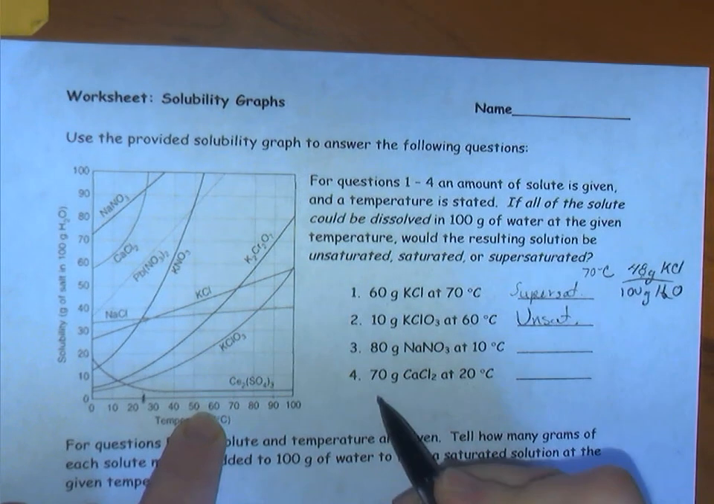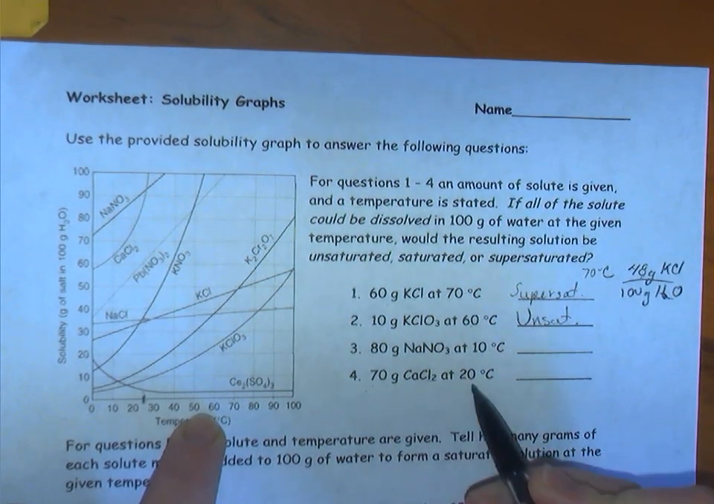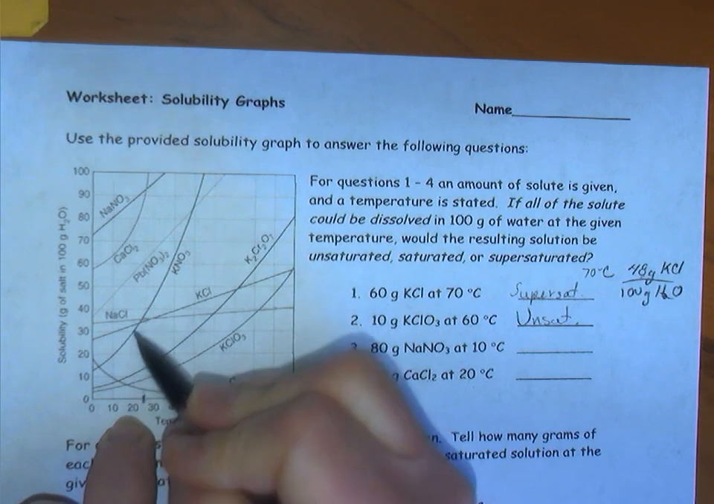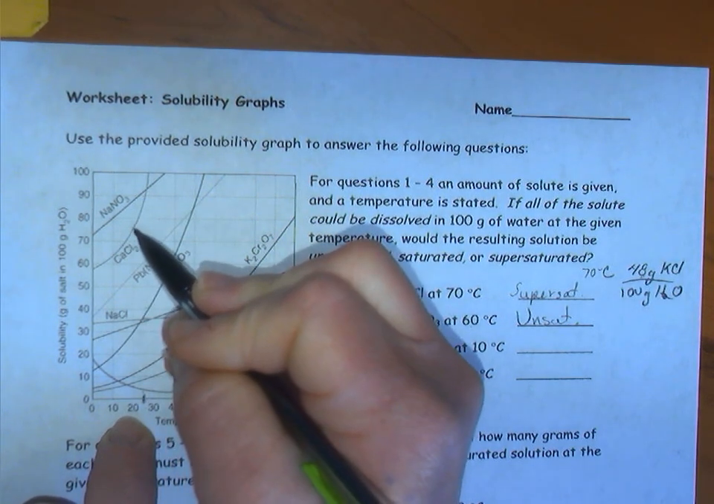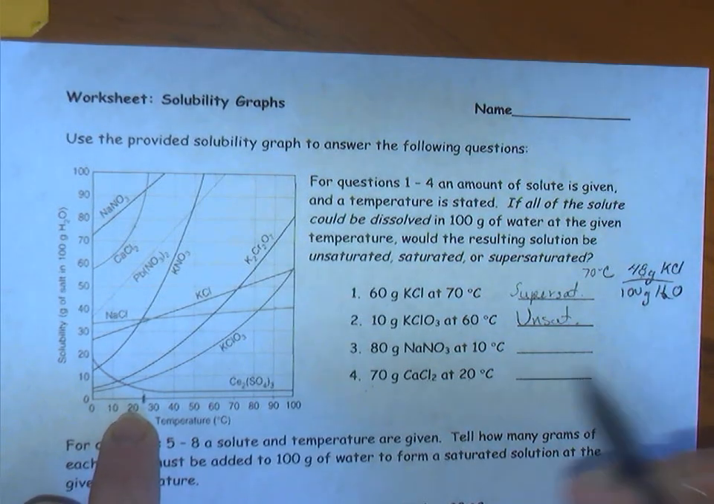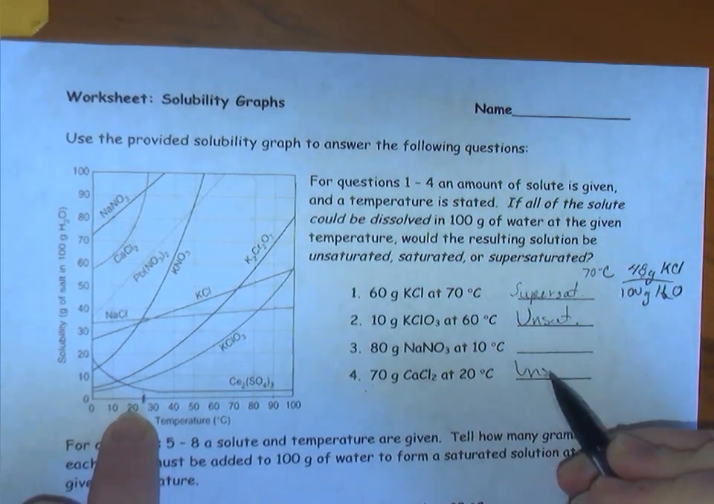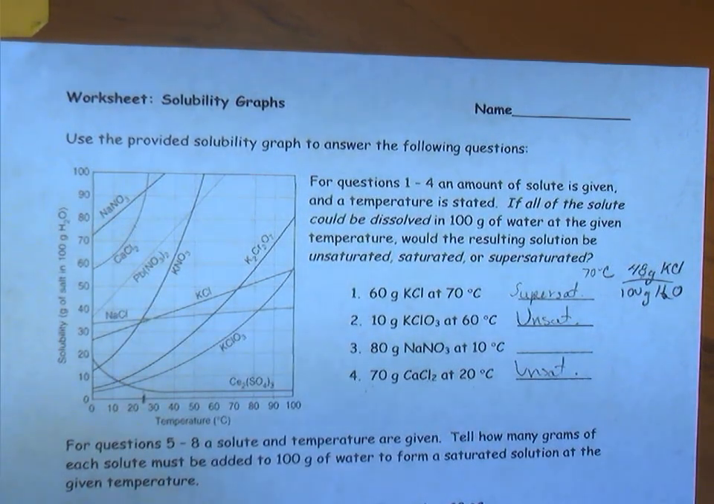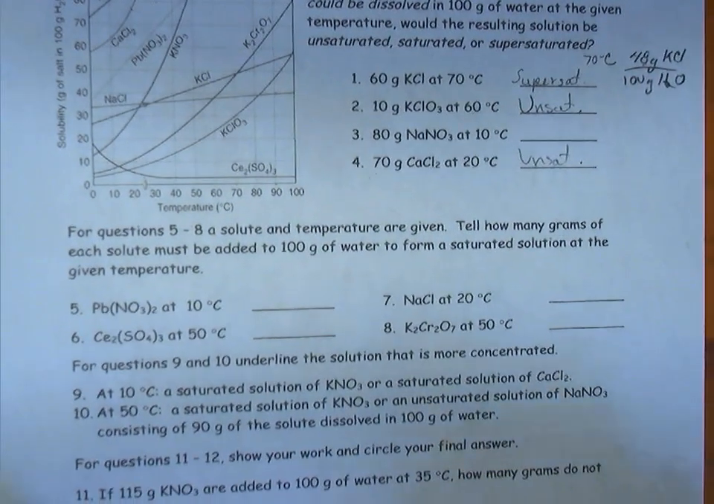Let's go ahead and jump to the calcium chloride at 20. Calcium chloride can be about 77 probably. We're at 70, so it's unsaturated. If we would be right on the line, it would be saturated.